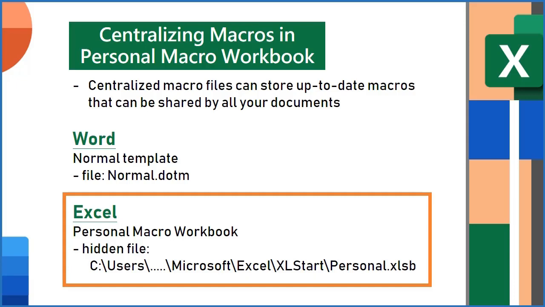Its file name is personal.xlsb, and it's usually located in the Excel Start folder. This special workbook stores the macros that you record, create, or collect. It's a hidden workbook that opens automatically when Excel starts. By saving your macros in this file, you can access them from any workbook that you open in Excel.